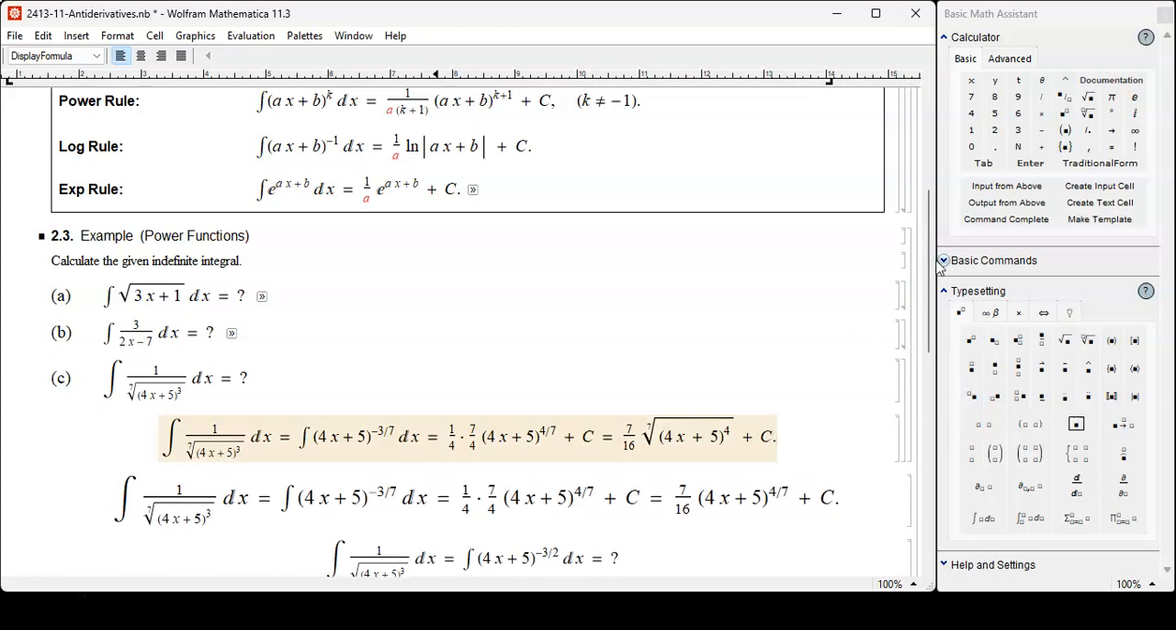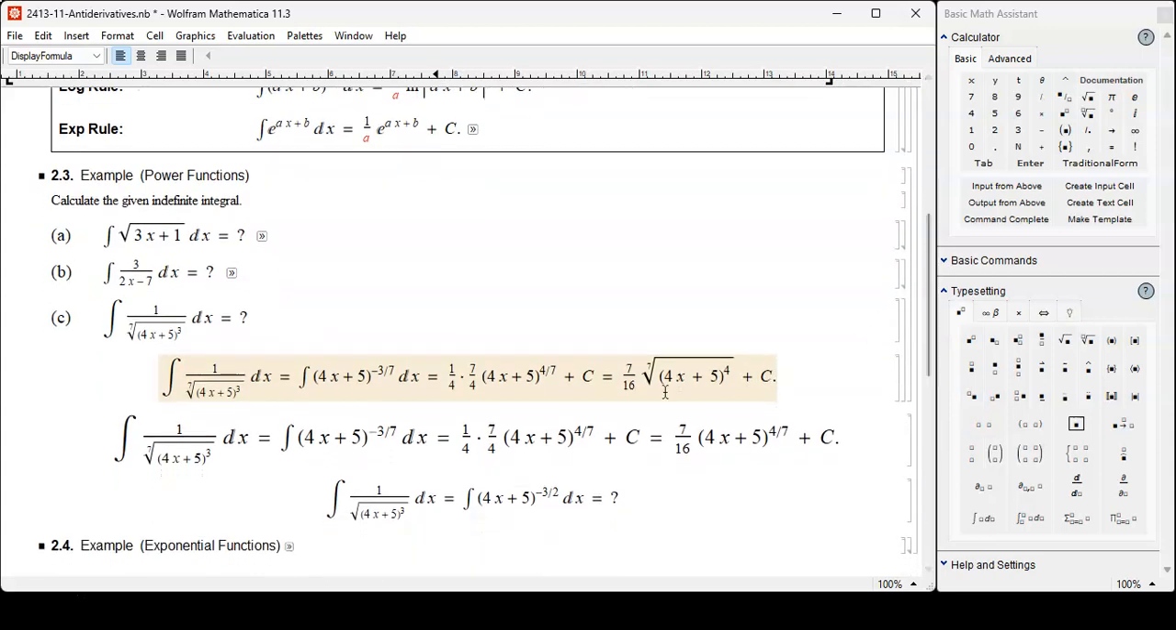What did I do in my answer key? Okay, pretty much the same thing, except that I reconverted into this radical expression, 7th root of 4th power, rather than 4/7 power. Personally, I prefer power form.